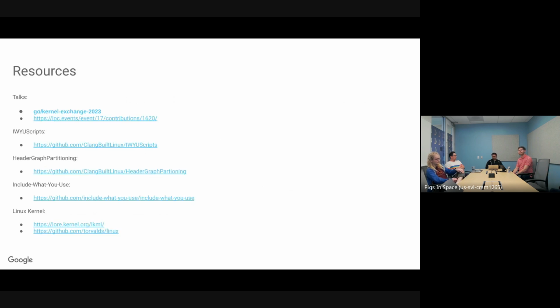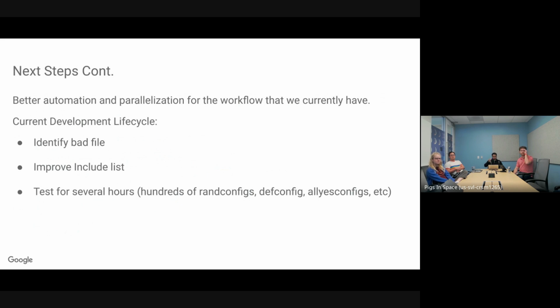Yeah, sure. So if we go back to the workflow, for the automation, what we do is we identify a bad file, and then we improve the include list using include what you use. This usually takes a few seconds, and then if we see anything that is probably wrong or might need to be changed, this doesn't happen super often. Usually we can use the include what you use recommendations. If we see anything we want to change, we can manually change it, and then we can run a few scripts to just test, and that's the process.